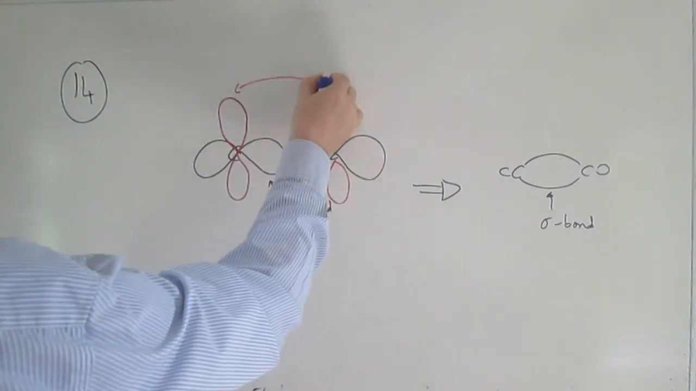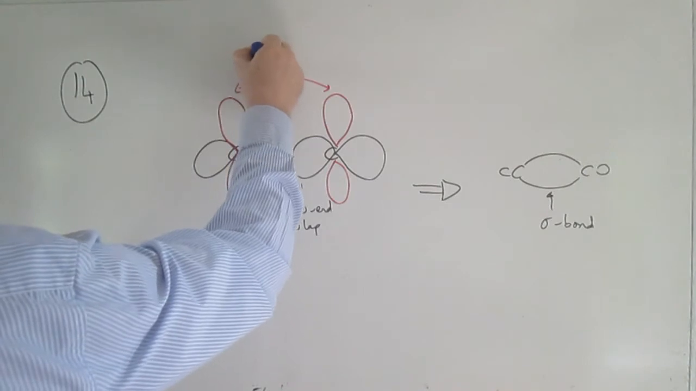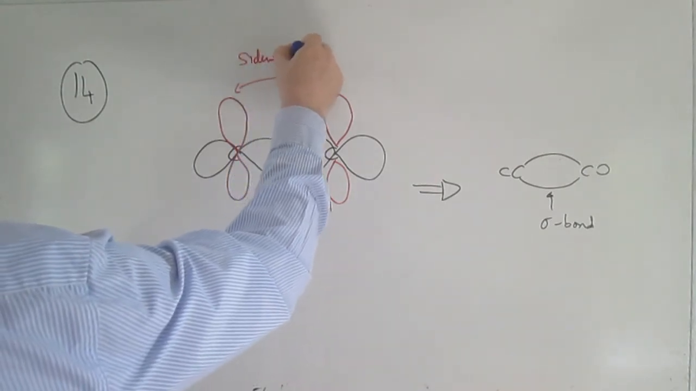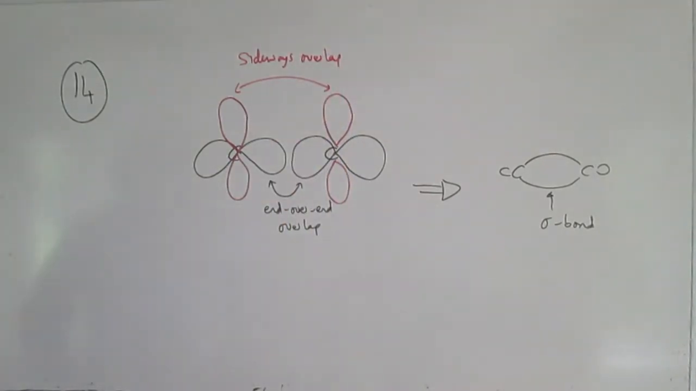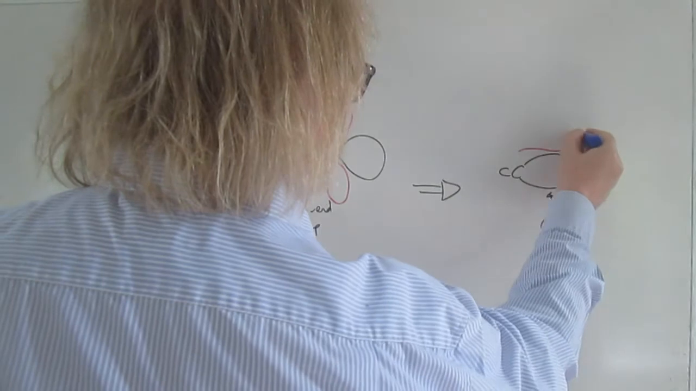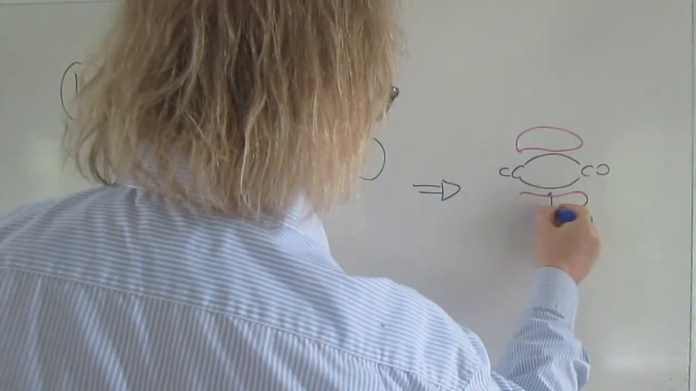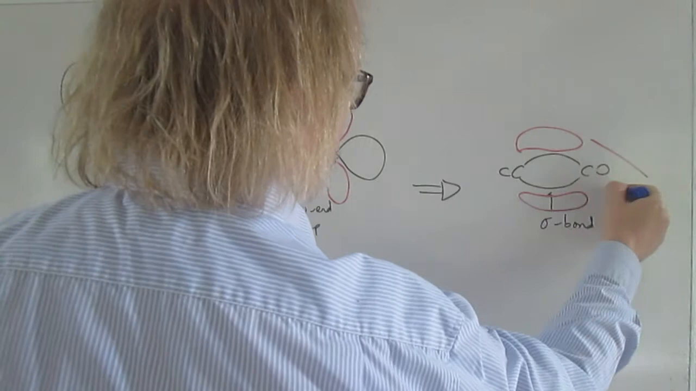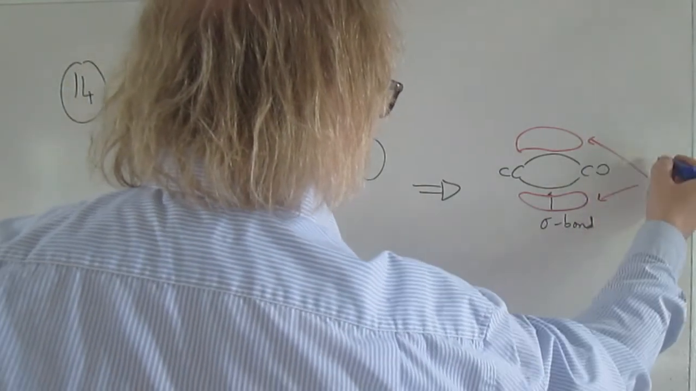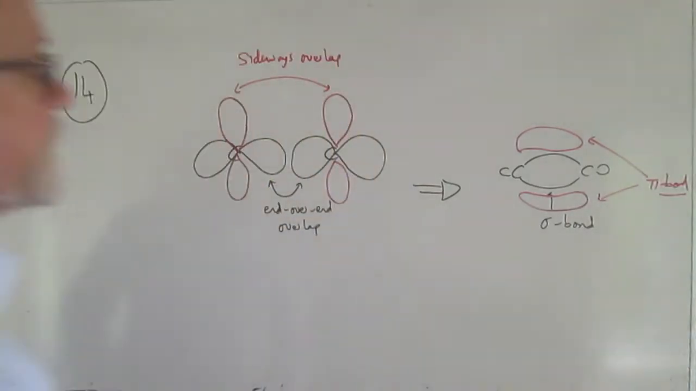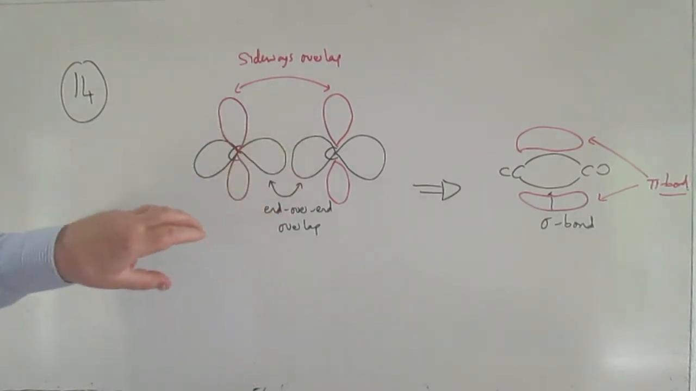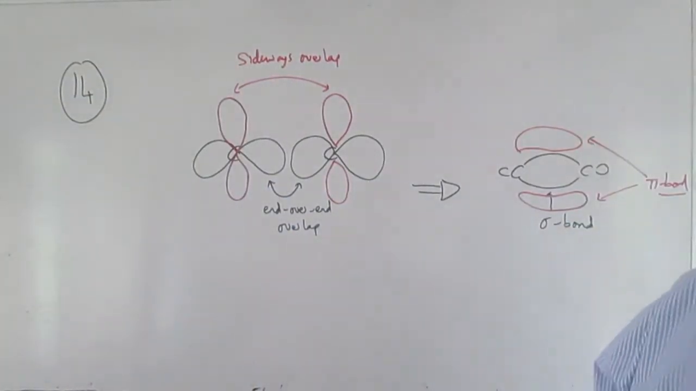Okay, and so these ones can only overlap sideways. And the effect of that sideways overlap is that you get a region of electron density up here and down here. And that combination of the two sideways overlapping regions is a pi bond. Okay, so that's how a double bond forms, that you have one sigma bond and one pi bond, and therefore the correct answer for that one was A.